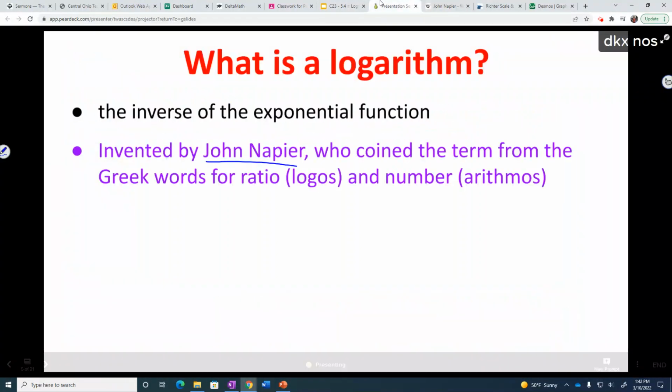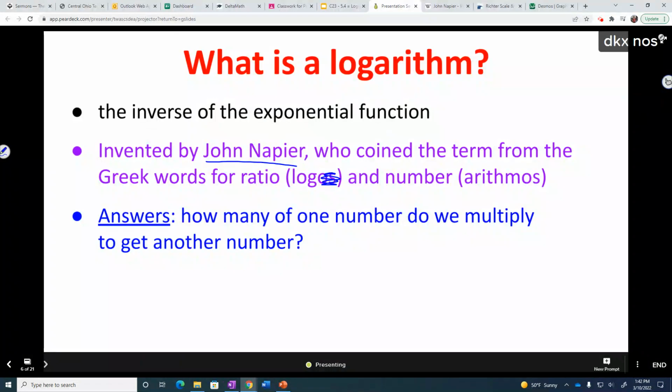And so he came up with this word logarithm, and it comes from two Greek words: ratio, which is logos, and number, which is arithmos. So you sort of take those and smash them together, and you can see where it comes from. There's not really any other word in our language like logarithm, at least that I'm aware of. Anyhow, that's where it comes from.